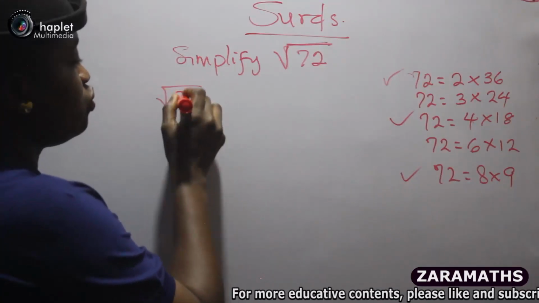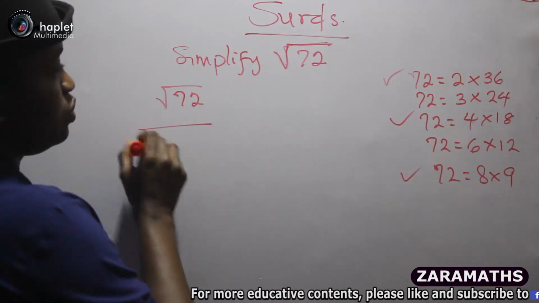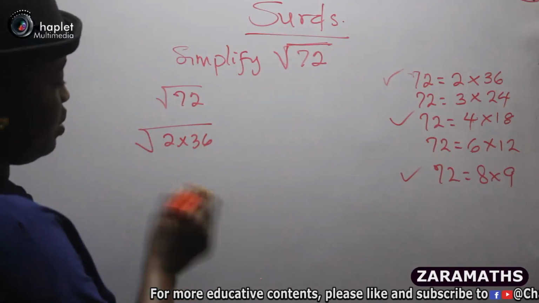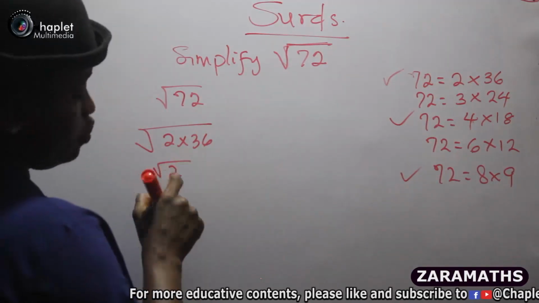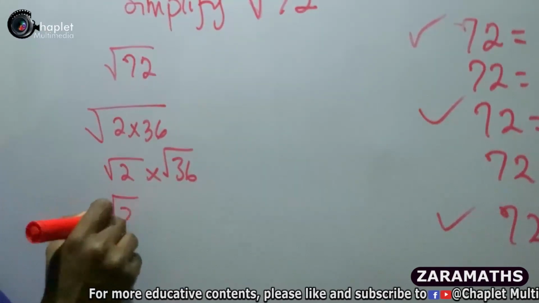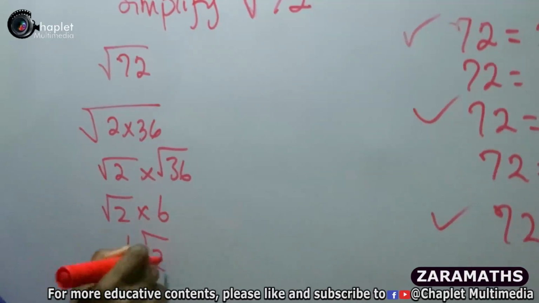Root 72 can be rewritten as 2 times 36. 36 is a perfect square, remember, to give us root 2 times root 36. Root 2 times root 36 is 6. So it becomes 6 root 2.